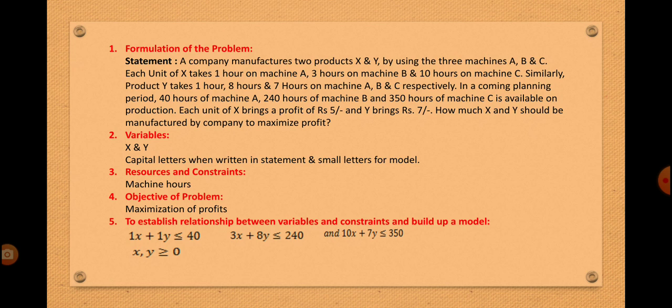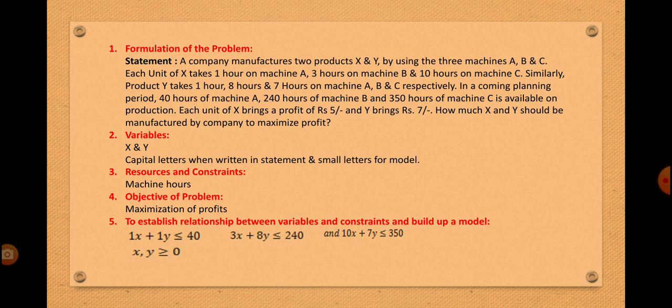Now we have to identify how much of X and how much of Y are to be manufactured. Hence, they are the variables. In linear programming language, these are known as competing candidates because they compete to use or consume available resources.